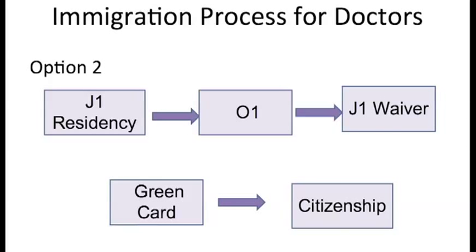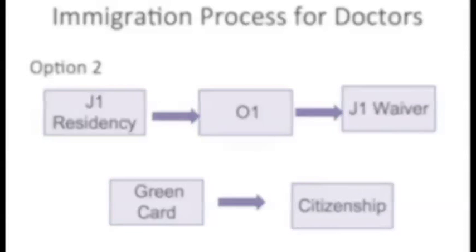Another option for physicians, if you're in the J-1 residency program, is applying for an O-1 visa. This allows you to temporarily bypass the 2-year home residency requirement. Now, it's important to note that it only temporarily allows you to bypass the requirement because eventually you will need to get a J-1 waiver. And then after getting the J-1 waiver, then of course you can apply for permanent residency and citizenship.